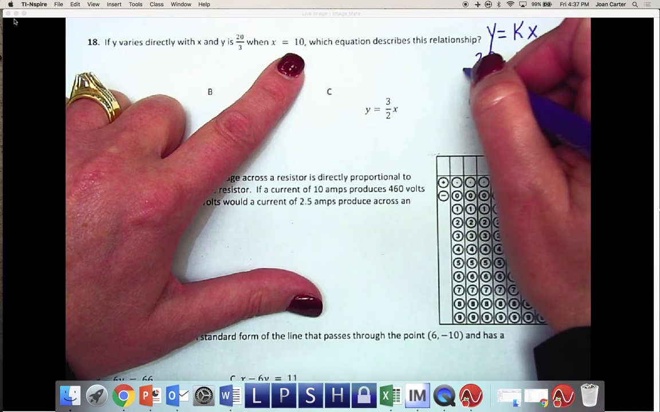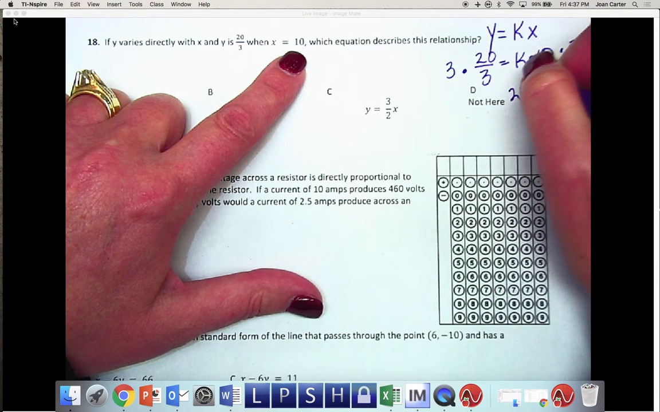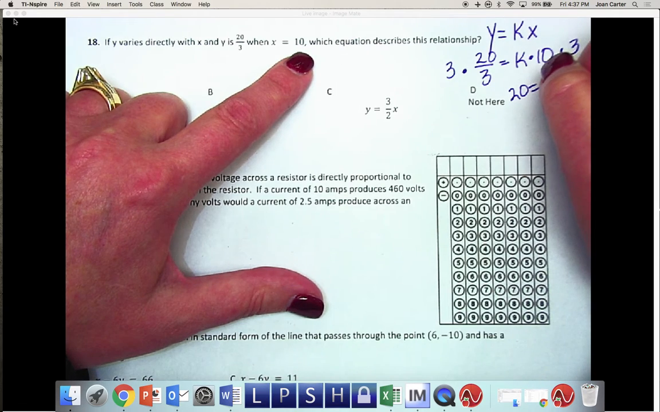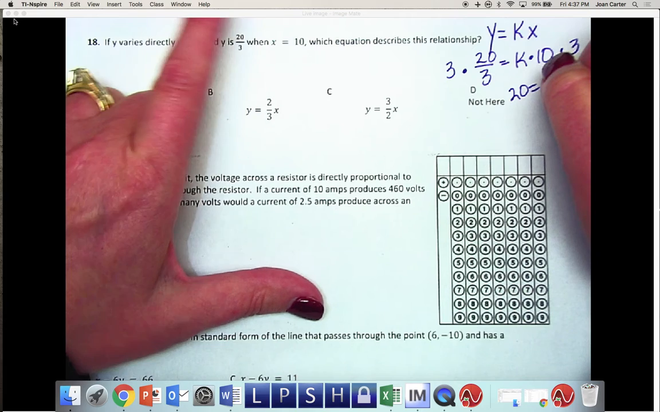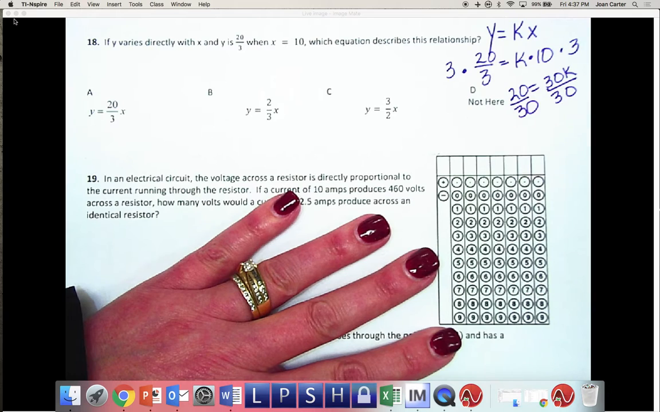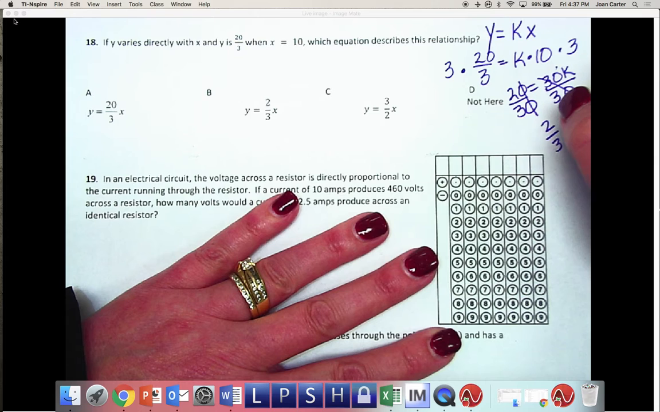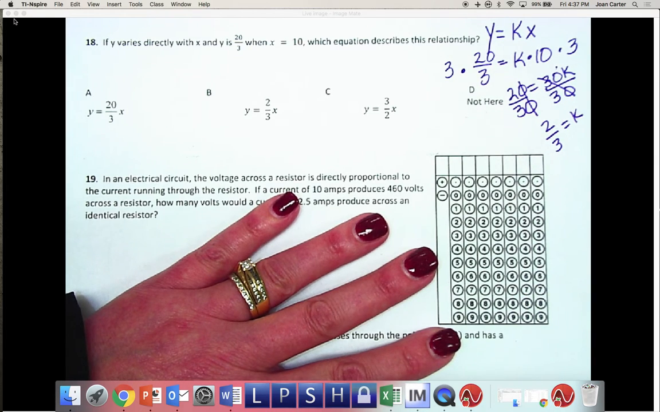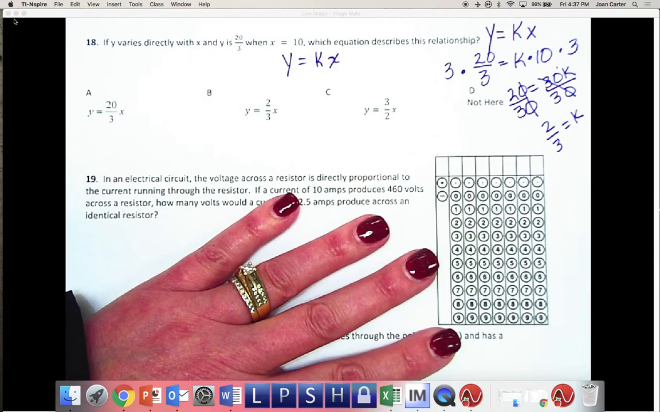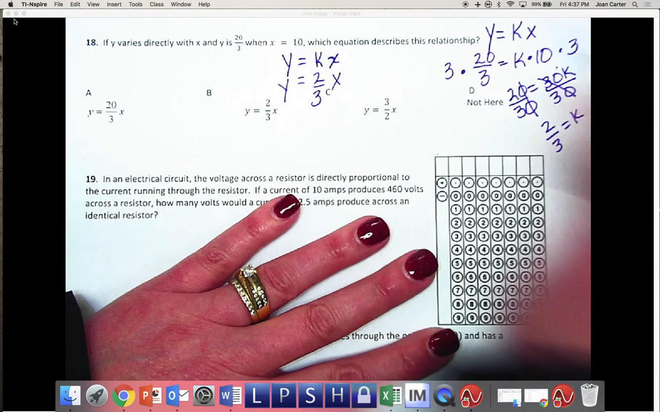Okay? At this point, I would multiply both sides by 3, and that would give me 20 is equal to 30k, and I would divide both sides by 30. All right, those go away, that reduces, so I know that k, which is my constant, is 2/3. So back to the idea that we got y equals kx. So y is equal to 2/3 x.